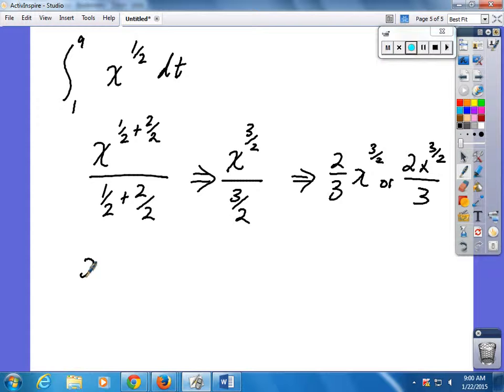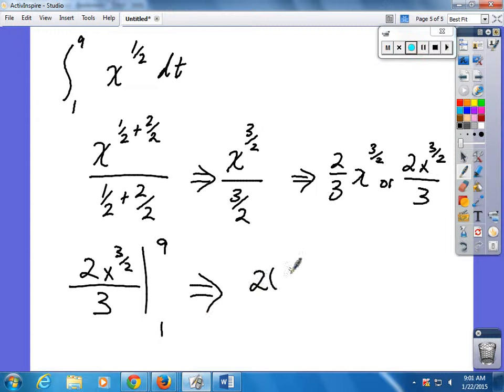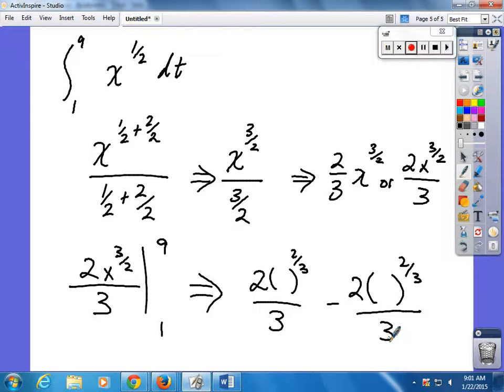So 2x to the 3/2 over 3 evaluated from 1 to 9. And that's going to give us 2 parentheses 9 to the 3/2 over 3 minus 2 parentheses 1 to the 3/2 over 3. And a 9 goes here, and a 1 goes there.